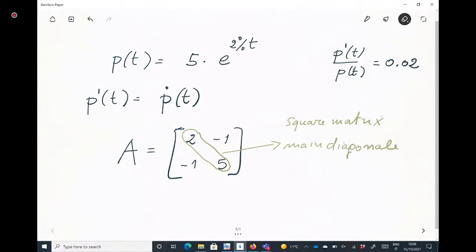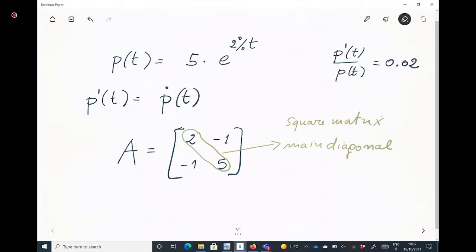We don't have such diagonals in generic rectangular matrices, because if you have 3 rows and 2 columns, you are not able to identify the main diagonal, okay? This is the main diagonal. In this particular matrix, you see that the elements that are in symmetric positions with respect to the main diagonal are equal to each other.